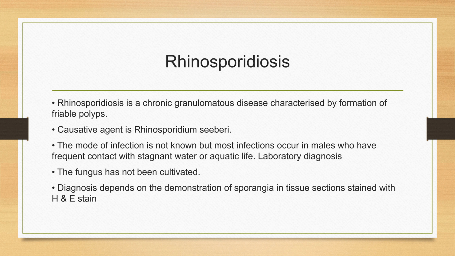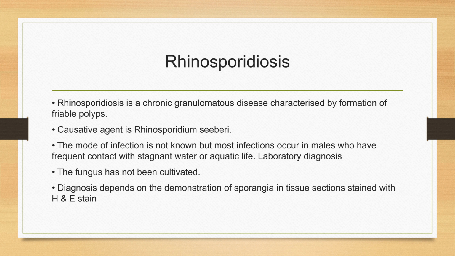Last but not the least, rhinosporidiosis. It is a chronic granulomatous disease which is characterized by the formation of friable polyps, and the causative agent is Rhinosporidium seeberi. The mode of infection is not known, because most infections occur in males who have frequent contact with stagnant water or aquatic life.